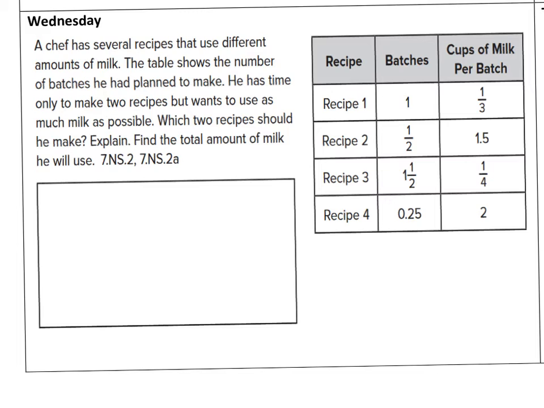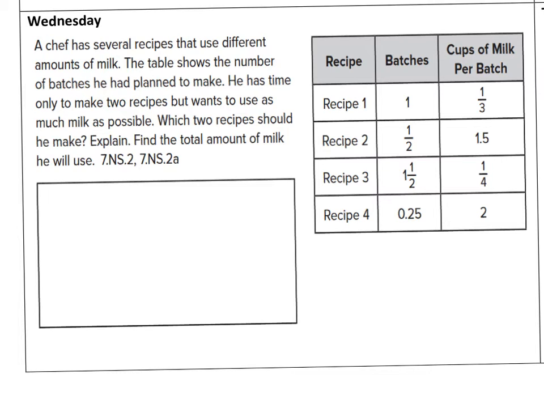Now for Wednesday. A chef has several recipes that use different amounts of milk. The table shows the number of batches he had planned to make. He has time only to make 2 recipes, but wants to use as much milk as possible. Which 2 recipes should he make? Explain and find the total amount of milk he will use.